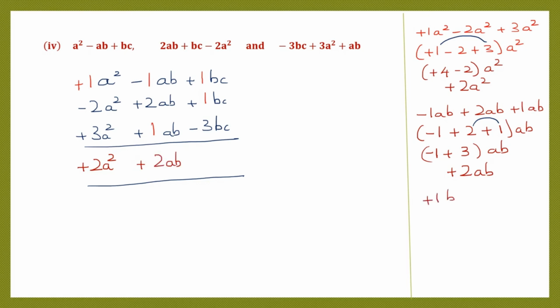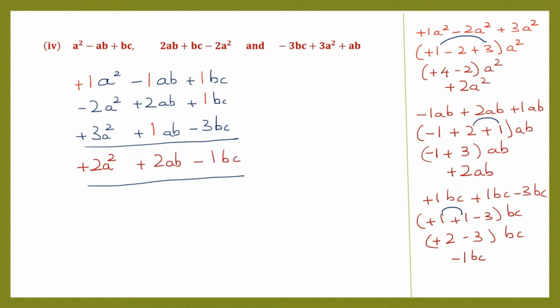Plus 1 BC, again plus 1 BC, minus 3 BC. Okay, plus 1 minus 3 BC. Add up the numbers with the same sign, these two. So 1 plus 1 is 2, plus 2 minus 3 BC. Signs are different. Put the sign of the bigger number and subtract, minus 1 BC, because 3 minus 2 is 1. So let's write that down here, minus 1 BC. So what's my answer? Plus 2a square plus 2ab minus 1 BC.